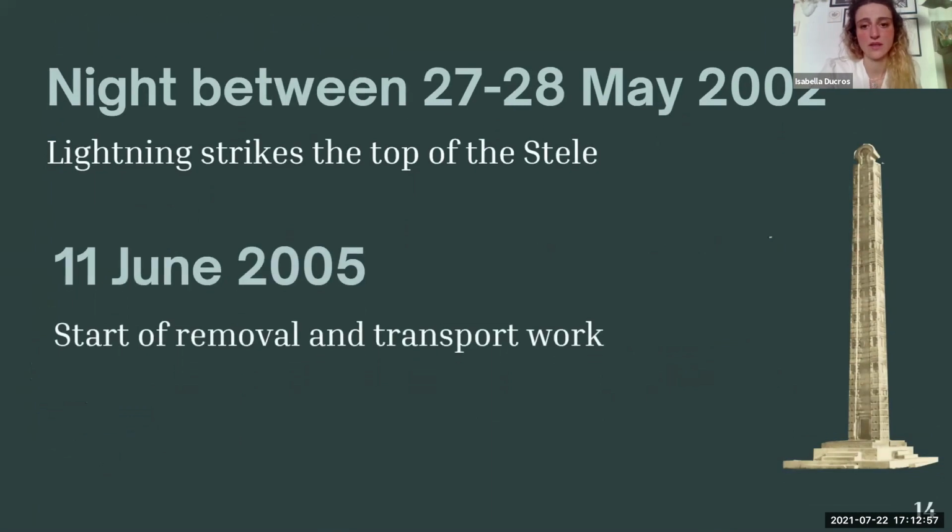In the following years, the Lazio Regional Administrative Court dealt with the case of the return of the stele. The opponents to the restitution based some of their arguments on the difficulty of transporting it, and therefore on the risk of ruining the stele. But in the night between the 27th and the 28th of May 2002, a lightning struck and ruined the top of the stele. This event, the fact that the stele had already been ruined, gave an additional reason to carry out the restitution. So in June 2005, the moving of the stele began, and now the stele is returned to its original site.